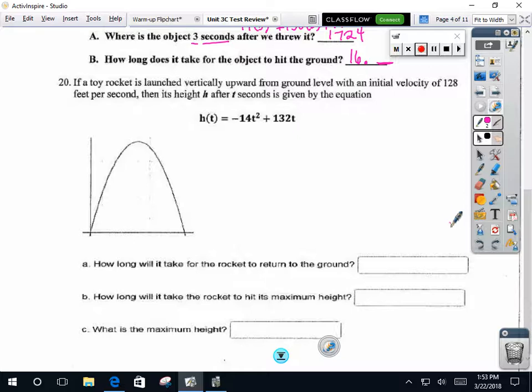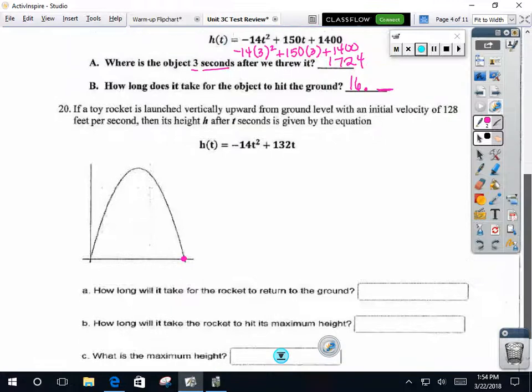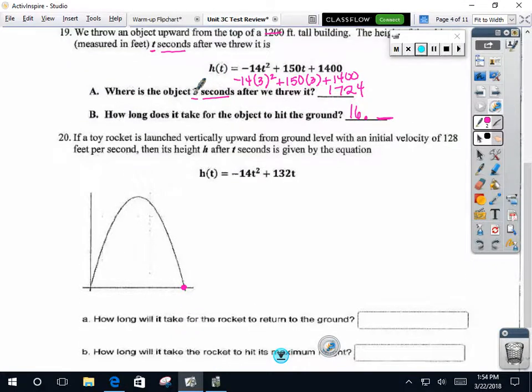If a toy rocket is launched vertically upward from ground level with an initial velocity of 128 feet per second, then the height h after t seconds is given by this equation. How long will it take for the rocket to return to the ground? So they basically want to know when it hits the ground, how long has that been? So what do you need to do? Graph it.